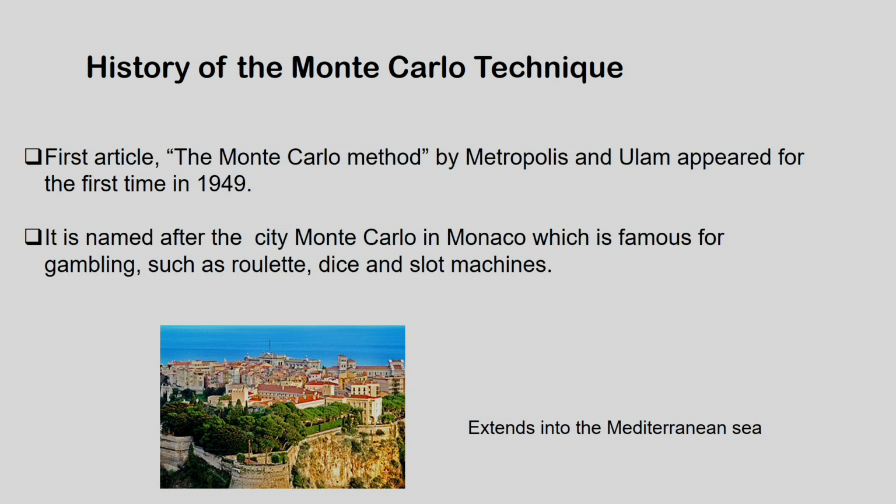It is a very nice city that extends into the Mediterranean Sea, and this city is known for gambling. That is why this method, because it is based on random inputs, or as we will see, random number generation, is named after that city.